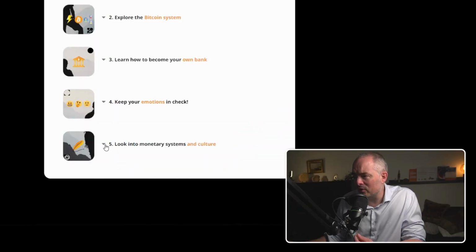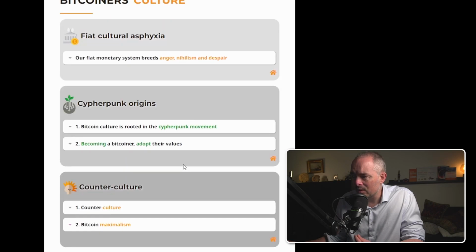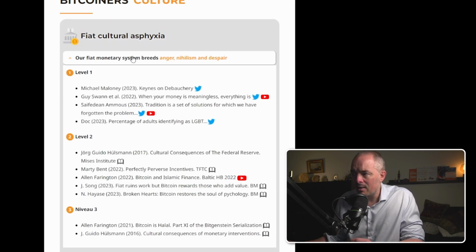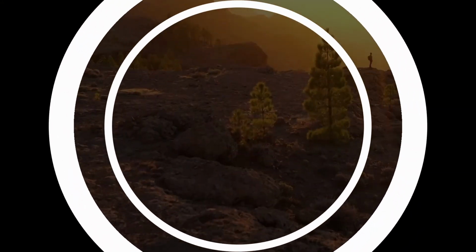Finally, and to conclude, explore the bottom left quadrant, and under the theme Bitcoiners Culture, check the topic Fiat Cultural Asphyxia to learn how our fiat monetary systems breed anger, nihilism, and despair. So you see, this is a generic sequence I'm suggesting, and it's a good start amongst many other options, but in your case, you may want to prioritize Bitcoin and the environment, or Bitcoin, rights and freedom, or perhaps Bitcoin and social inclusion, or maybe morals and Bitcoiners' values, etc. I mean, only you know what's good for you.